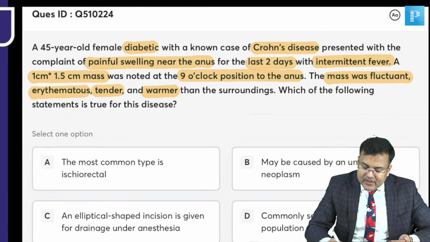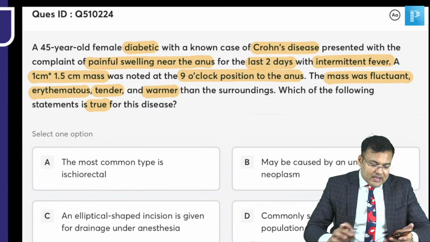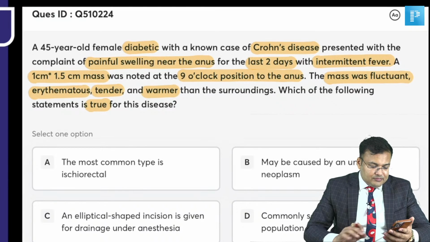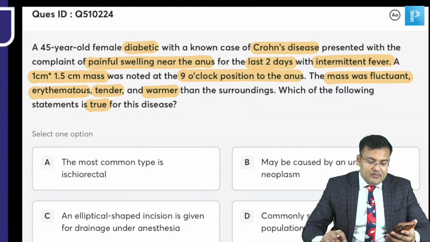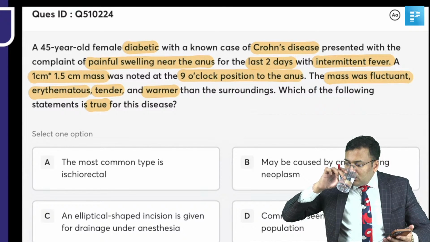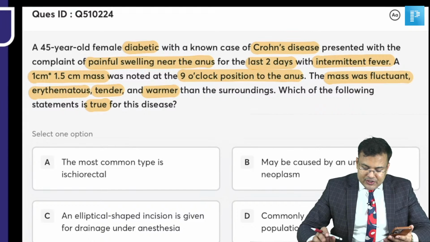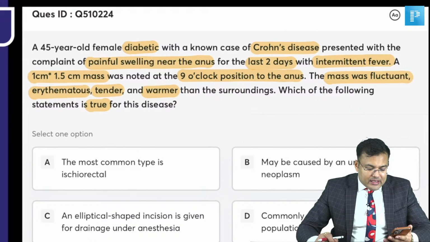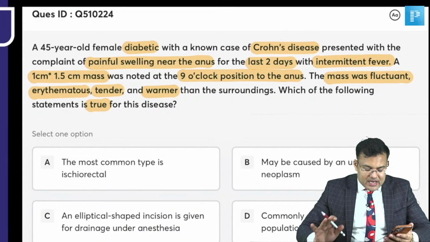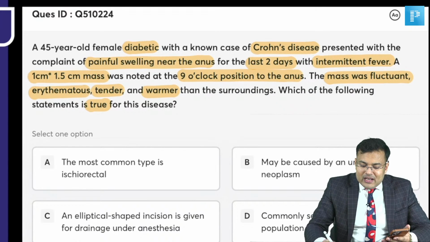Can you tell me which of the following statement is true? First, tell me the diagnosis. Guys, tell me the diagnosis. Easy question. What is the diagnosis? Yes, waiting for diagnosis first. Tell me. Aditya Singh. Yes, what? Anorectal what? Tell me the diagnosis. Guys, I'm waiting for diagnosis.